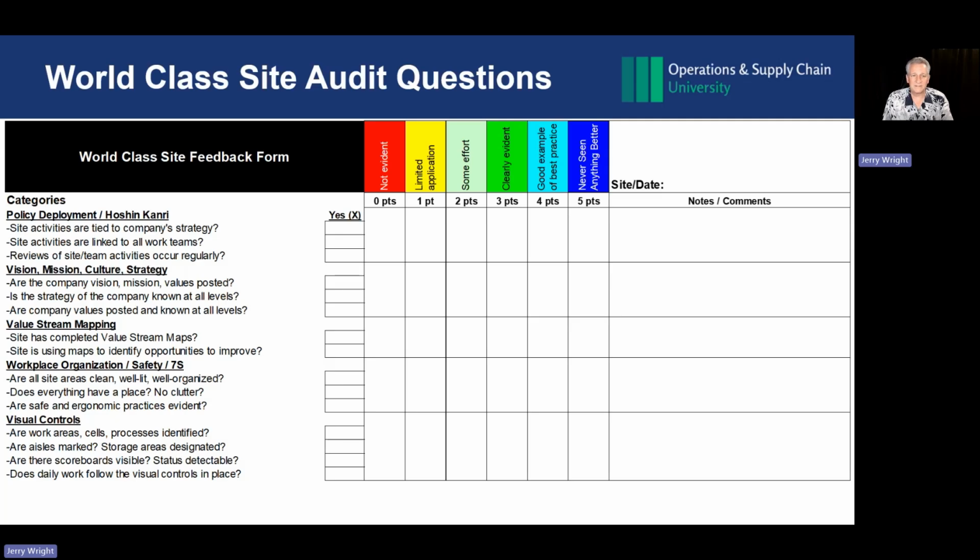Now, value stream mapping. Has the site completed value stream maps? Yes, no. Is the site using the maps to identify opportunities to improve? Again, you may say, yeah, they've done value stream maps and they are using them, so it's a 2 or a 3. Okay, great. How about workplace organization, safety, and 7S? Are all site areas clean, well lit, and well organized? This is a tough one to get a yes, but let's say, well, they're pretty good. Does everything have a place and there's no clutter? Are safe and ergonomic practices evident? So again, you can score this based on what you observe, and you have to really walk the majority of the site to be able to do this. On the last one, visual controls.